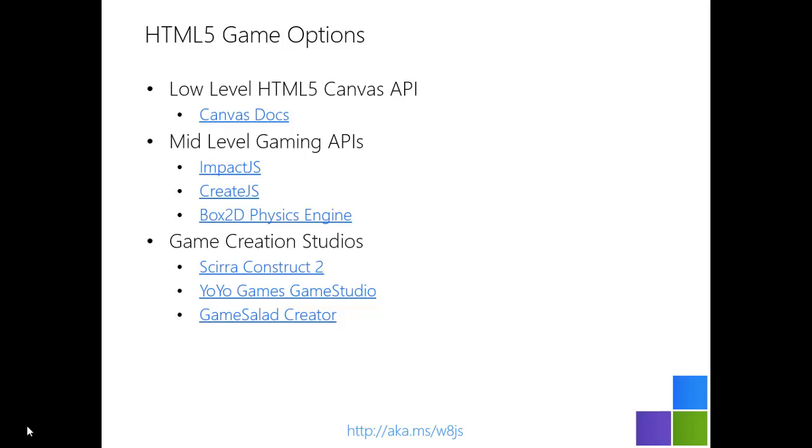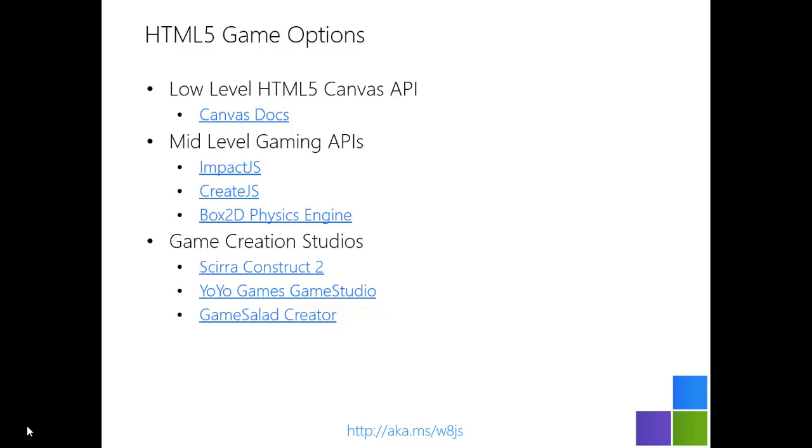And you could just write your own code and directly start implementing things inside the canvas. There's a lot of great information on doing just that. And if you grab the slides, there's a link off to the documentation for the canvas element for Windows 8. To make life a little bit easier, though, as you start creating games, you have to implement a game loop. You need ways to load assets into the games, to do things like collision detection and things like that. So there's a number of mid-level gaming APIs out there.